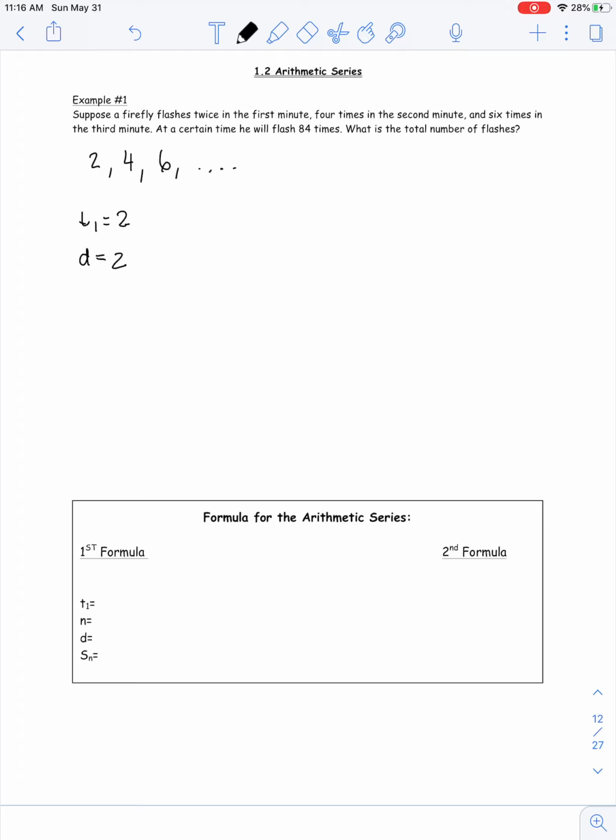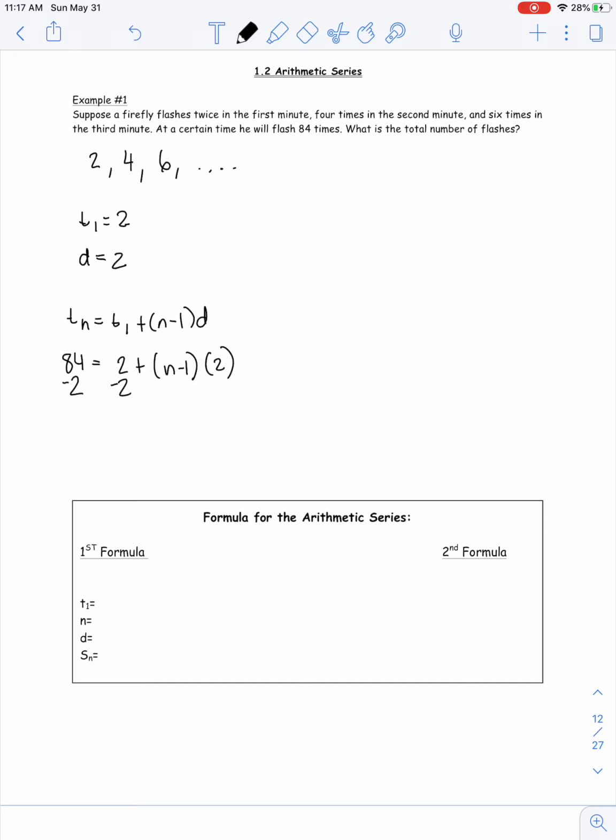So they're saying at a certain time, he will flash 84 times. What is the total number of flashes? Okay, so we first need to find out when he has flashed 84 times. So we're going to use that general form equation for arithmetic sequences and substitute the values that we know. We're trying to find out at what minute he's flashed 84 times. So 84 equals term 1, which is 2, plus our n we don't know, times our d, which is 2.